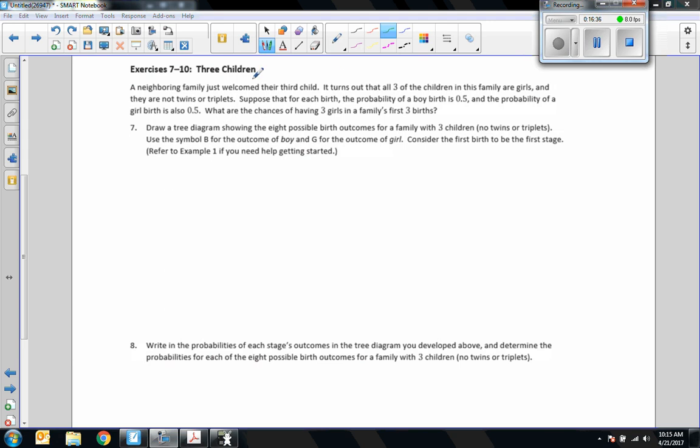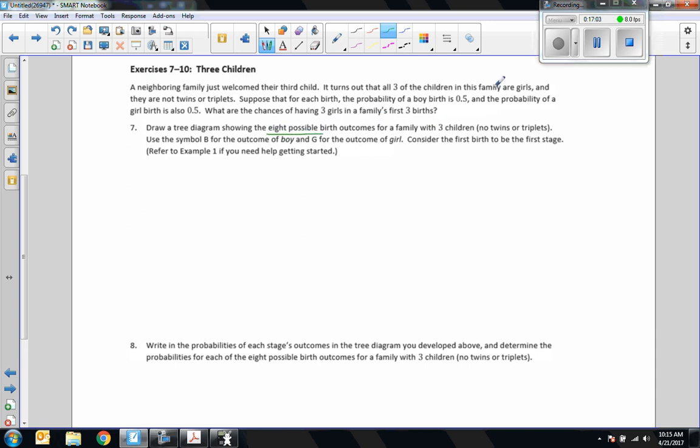Okay, here's exercise 7 through 10. A neighboring family just welcomed their third child. It turns out that all three of the children in this family are girls, and they are not twins or triplets. Suppose that for each birth, the probability of a boy's birth is 0.5 or a half, and the probability of a girl's birth is also 0.5 or 1/2 or 50%. What are the chances of having 3 girls in a family's first 3 births? Draw a tree diagram to show the 8 possible birth outcomes for a family.